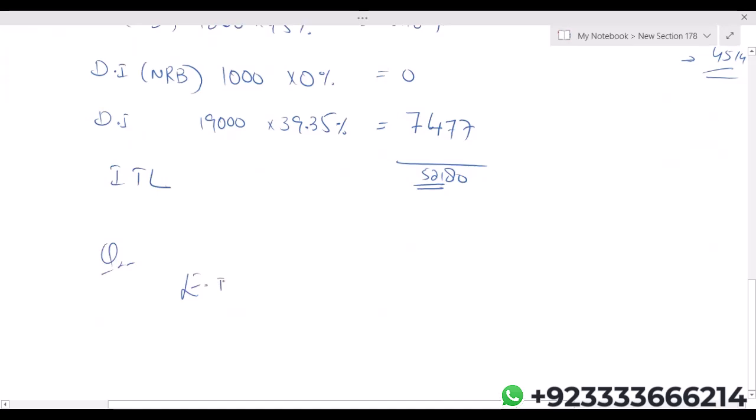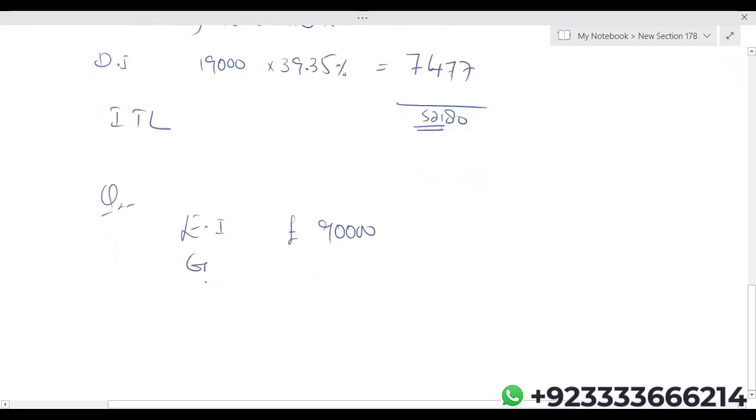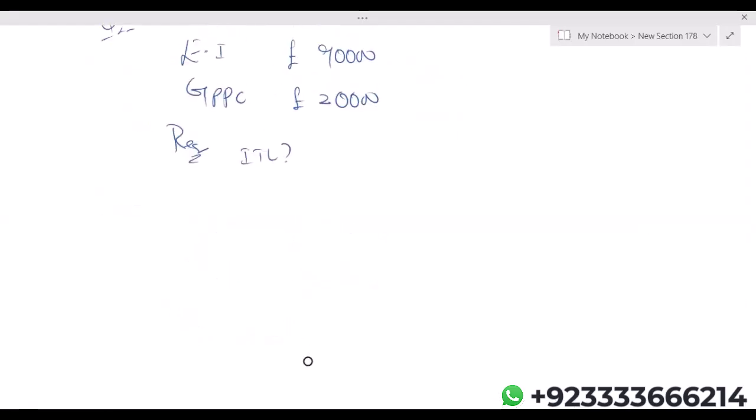Let's say we have employment income 90,000. Gross personal pension contribution is 20,000. Required income tax liability. Please quickly calculate, everyone. Employment income is a non-saving income.